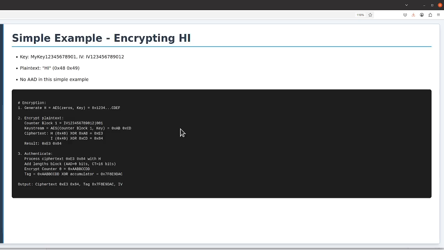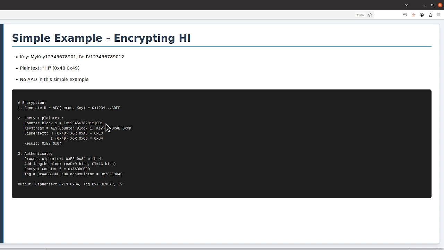Simple example: encrypting a message. Let us walk through a concrete example to make GCM crystal clear. We will encrypt a short message, HI, which is 2 bytes. We will keep the math simple for illustration, though real GCM uses proper 128-bit operations.